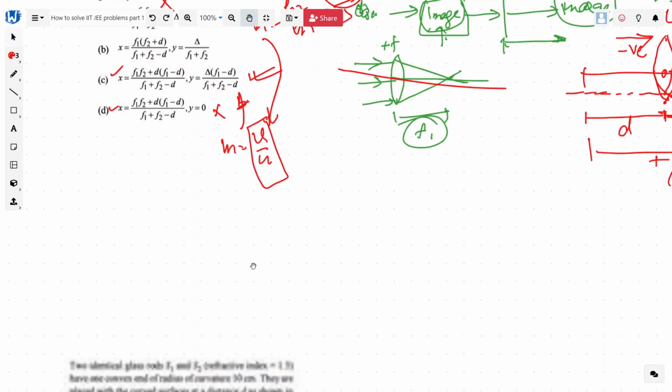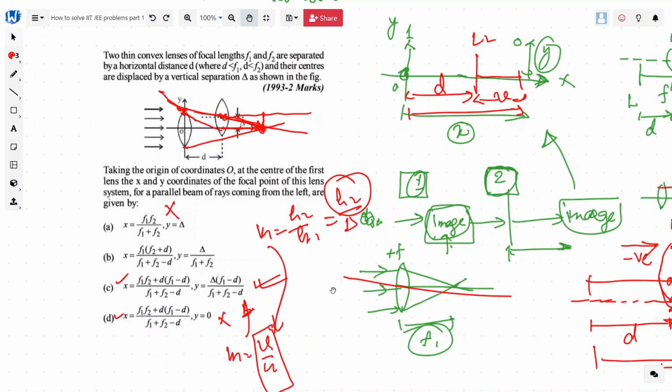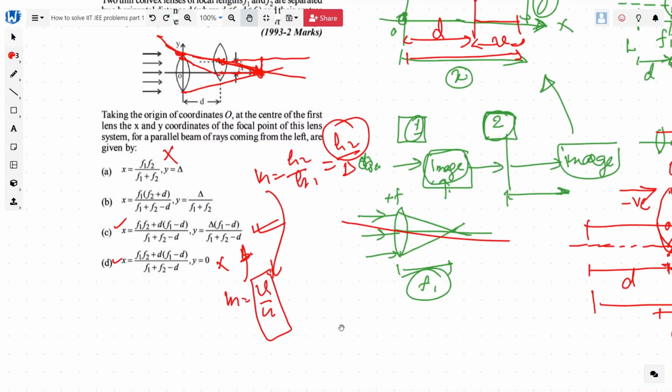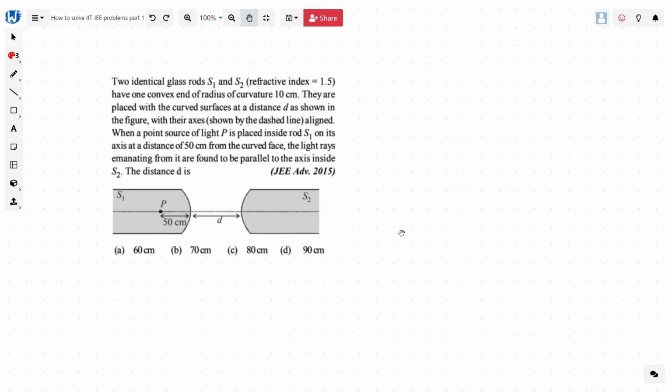Okay. So it is also always important not to get worried that this question is looking tough. By simply using these fundamentals, you will be able to solve all the problems, right? So let's look at another one.